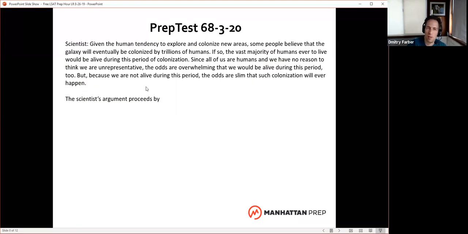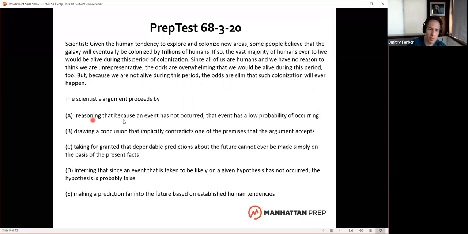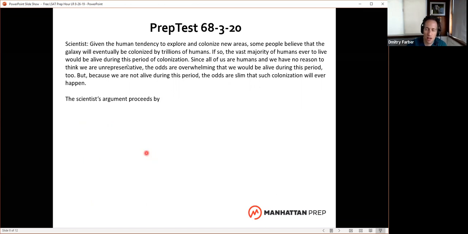So let's look at this. The question stem is simple. It just says the argument proceeds by. And then I'll flash the answers at you for a moment, and then we're going to come back to them. Reasoning that because of this, drawing a conclusion, taking for granted this, inferring that this, making a prediction. So we're trying to figure out, are they predicting something? Are they successfully inferring something from something else? Are they making some kind of assumption? Are they being contradictory? So they're partly asking, is the author doing something bad, or are they doing something okay? Or maybe neutral, something we're not sure yet without more information whether it's right or wrong. And then what kind of argument are they making? What kind of reasoning are they using?